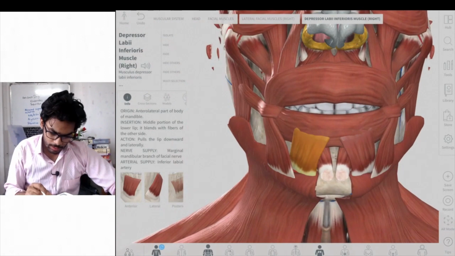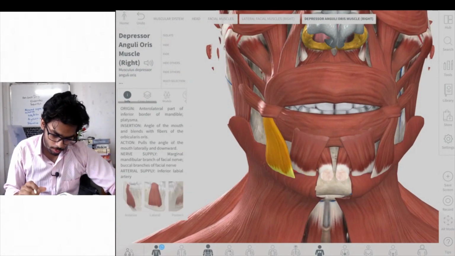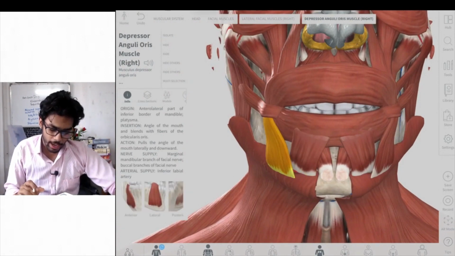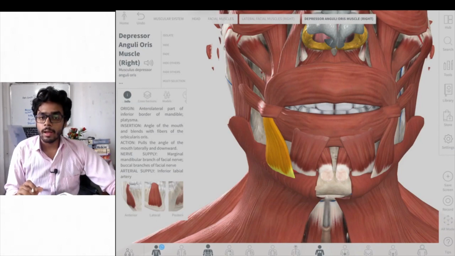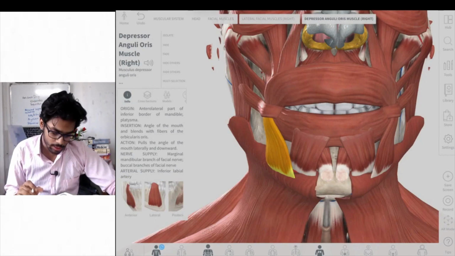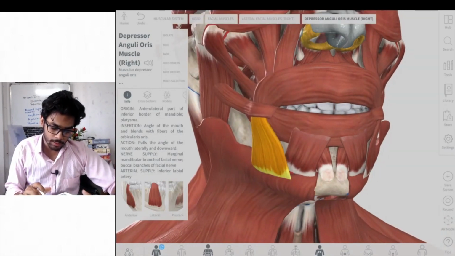Here we have one more set of muscles. This is depressor anguli oris. We have the levator anguli oris and we have this depressor anguli oris. Am I clear? And it helps in depressing the angle of the lips.